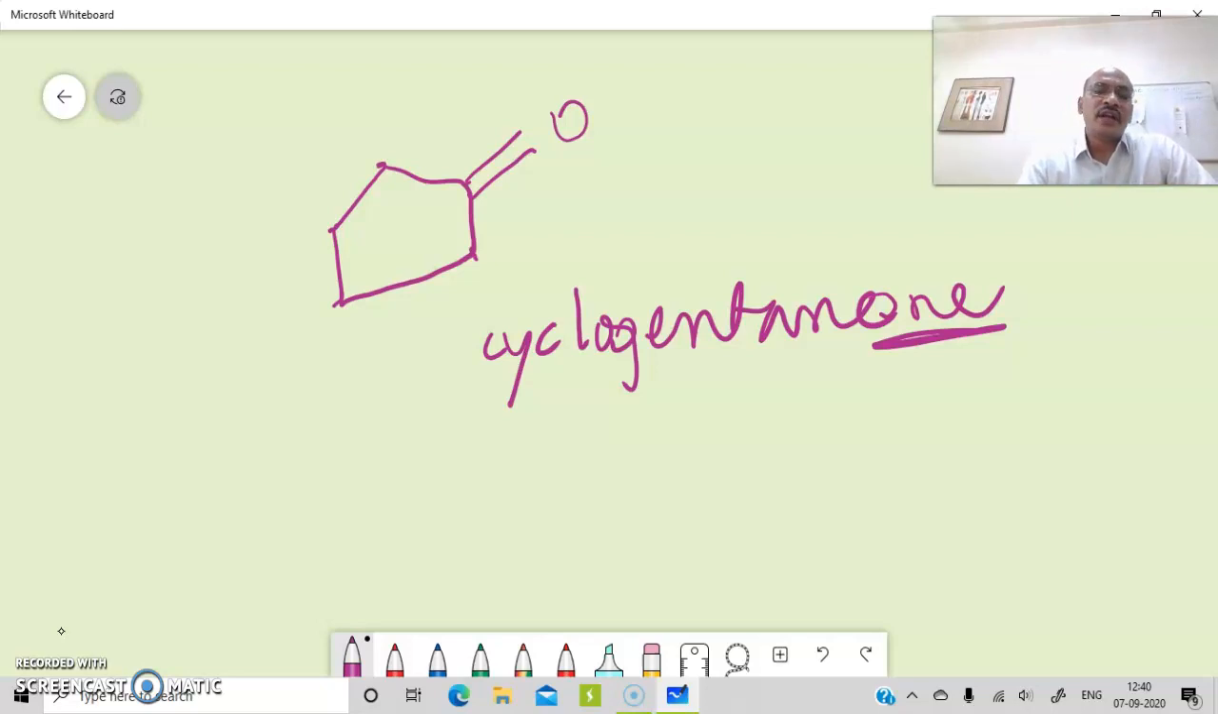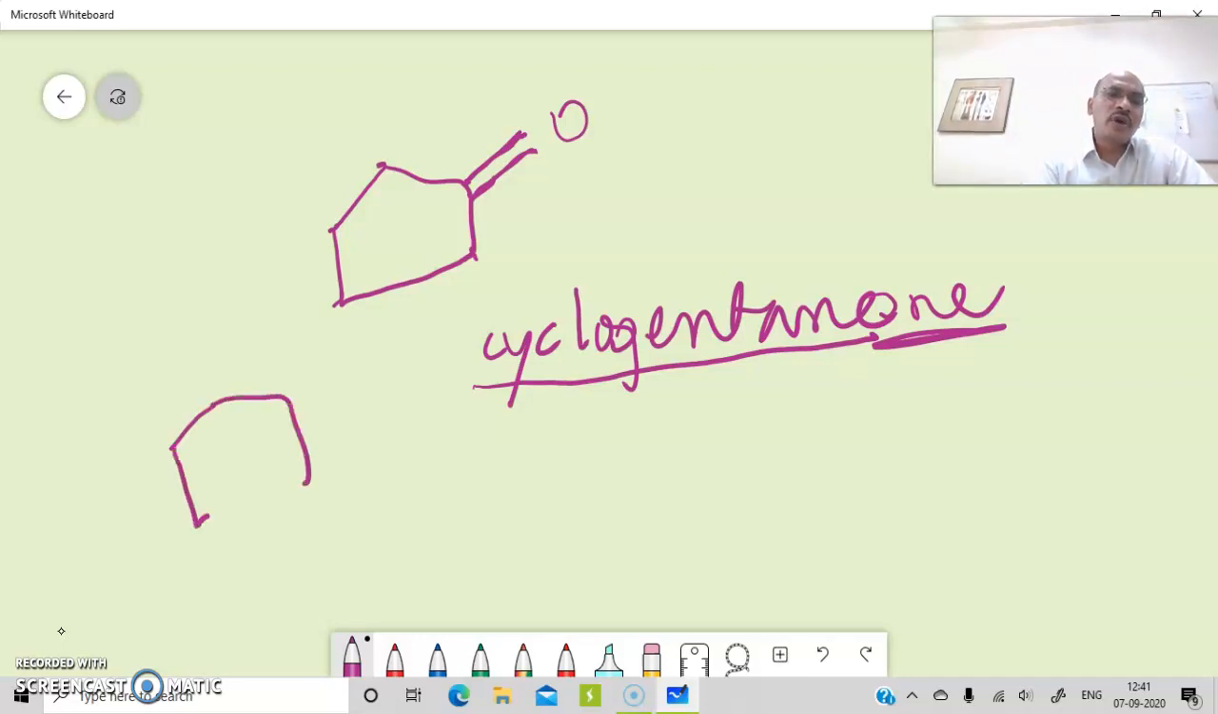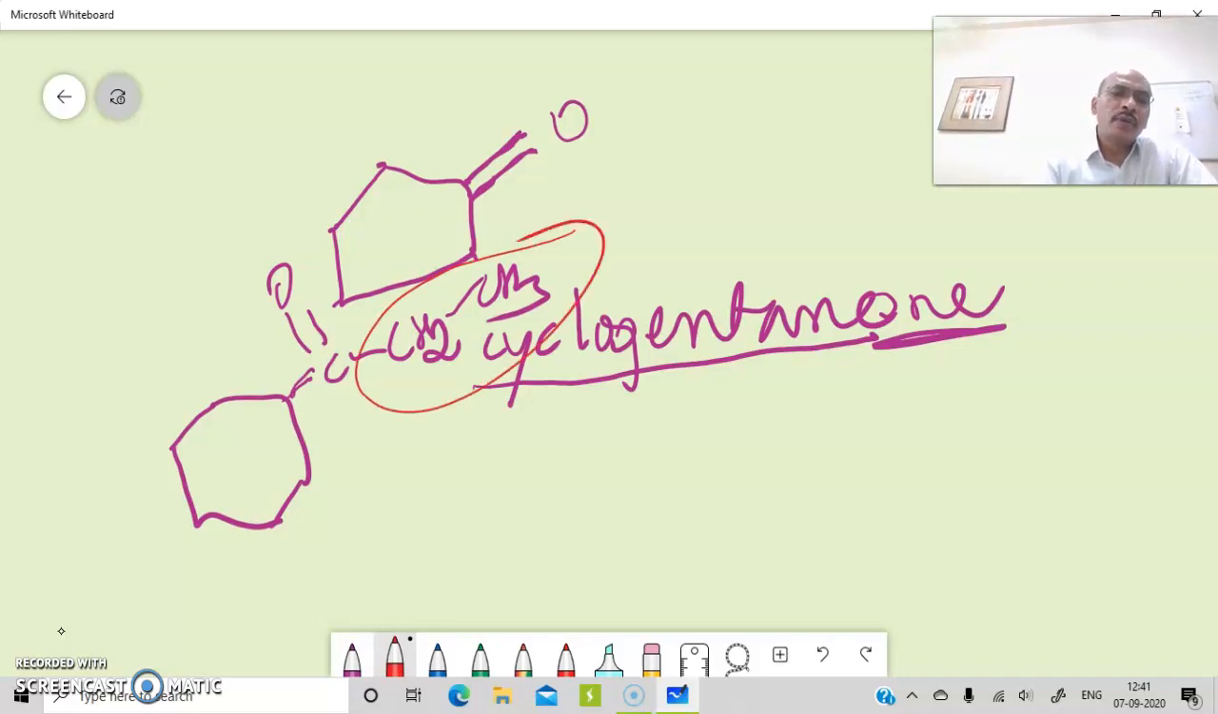So in the case of cyclic ketone, if the C double bond O is directly connected to the cyclic ring structure, you can write it as cycloalkanone. In this case, it is cyclopentanone. Okay, so another example I am drawing here. C double bond O and CH2, CH3. So here, from one side there is an ethyl group, and from the other side there is a cyclohexyl ring.